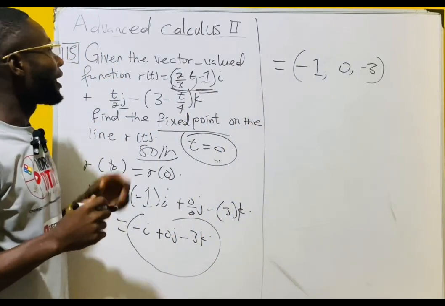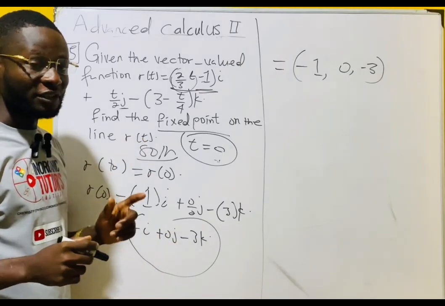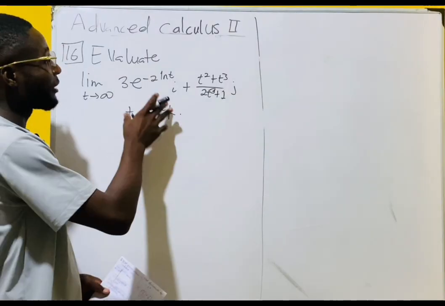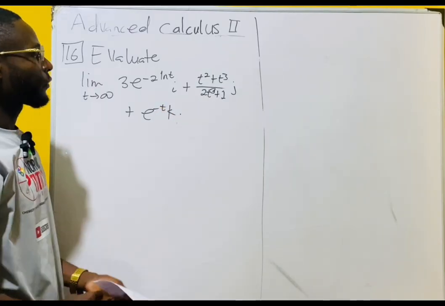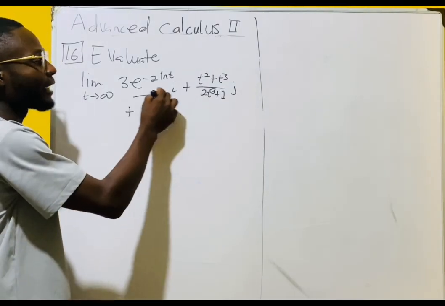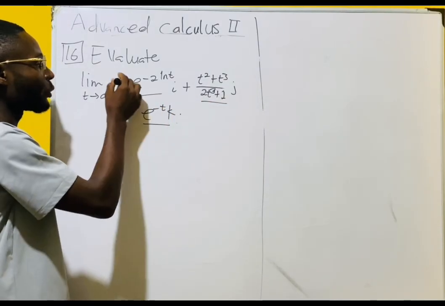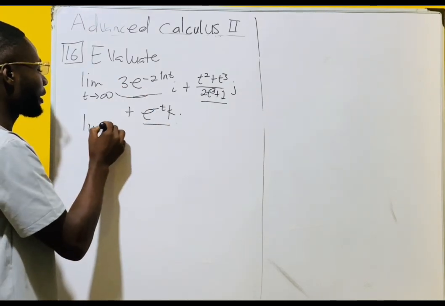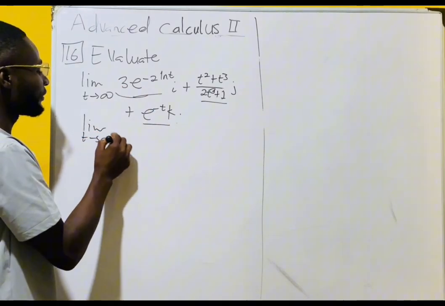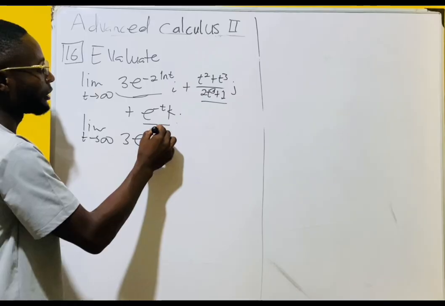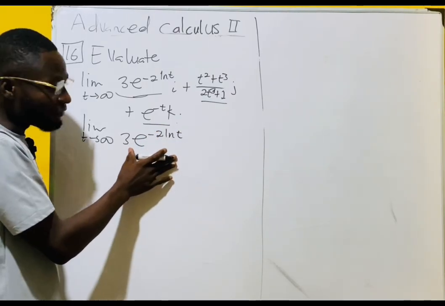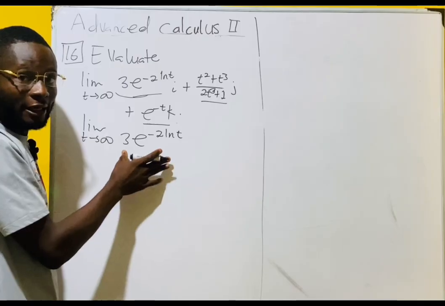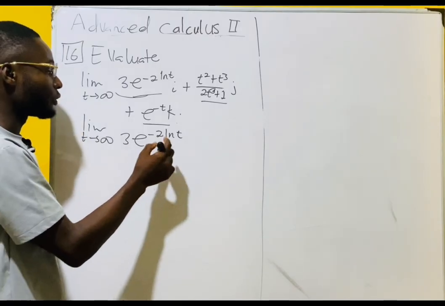Okay, so that is question number 15. Let's move on to question number 16. We want to evaluate this limit. We have to treat them term by term. With the first term, we pick the limit as t approaches infinity of 3e to the negative 2 ln t. Here we have to apply the log properties to do this.